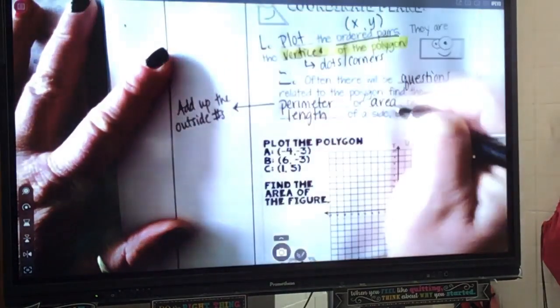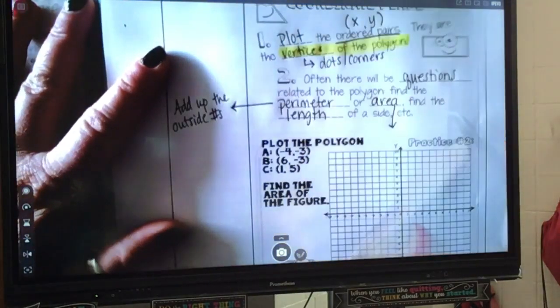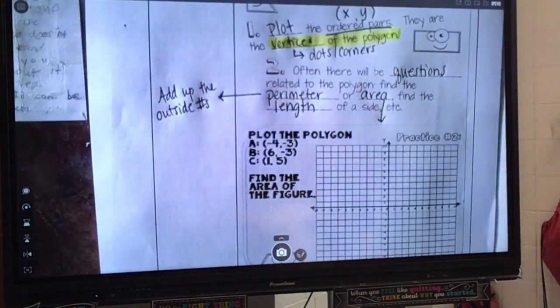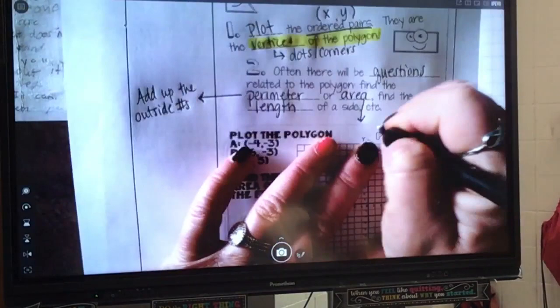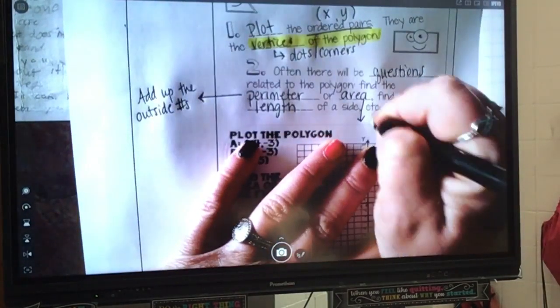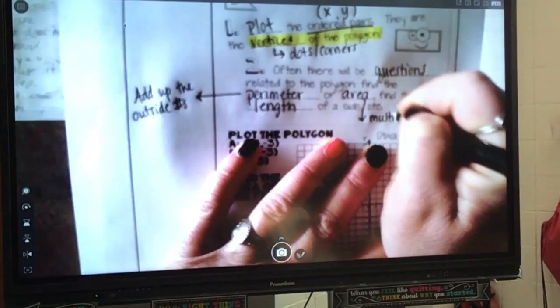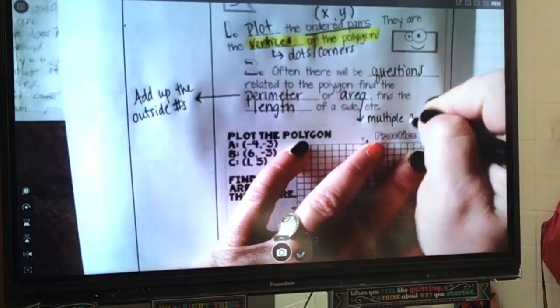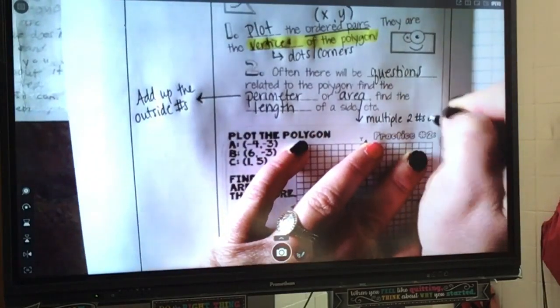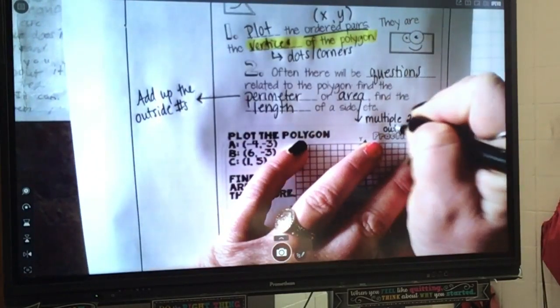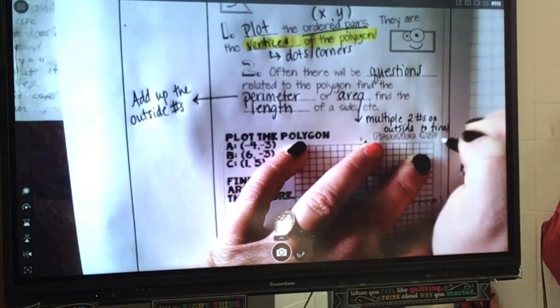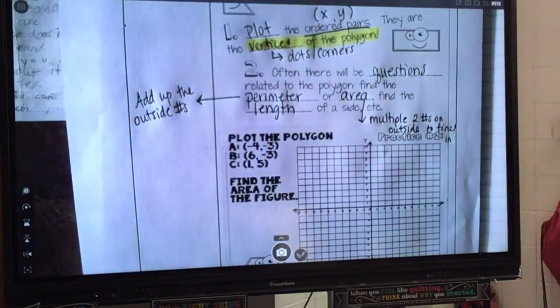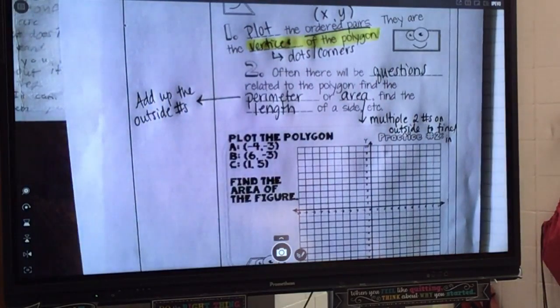Okay, and then what about area? What is the area? The inside of the shape. Do we multiply or add? So multiply 2 numbers outside to find inside. Not always the case, but when we're dealing with rectangle squares, we use these 2 on the outside.